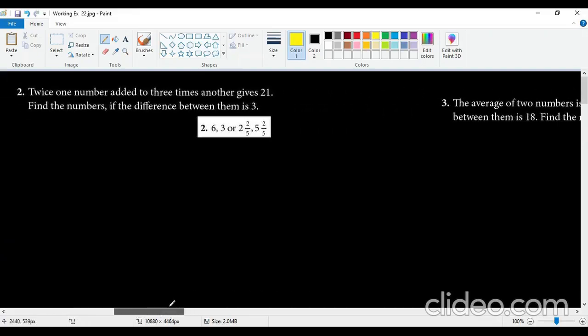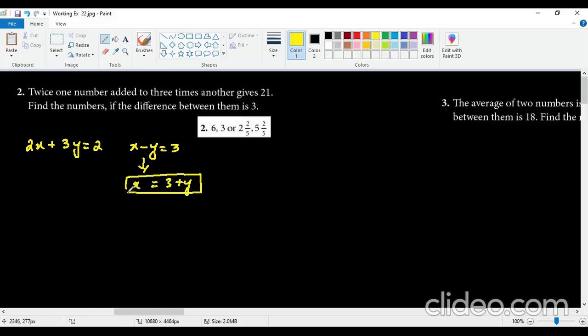It says twice one number added to three times another number is equal to 21. And it says find the numbers if the difference between them is 3. That means x minus y equals 3. This equation tells me that x is equal to 3 plus y. So the value of x is 3 plus y.